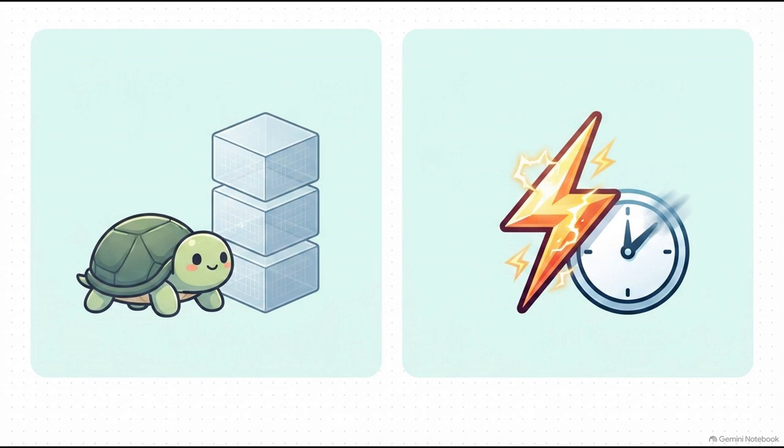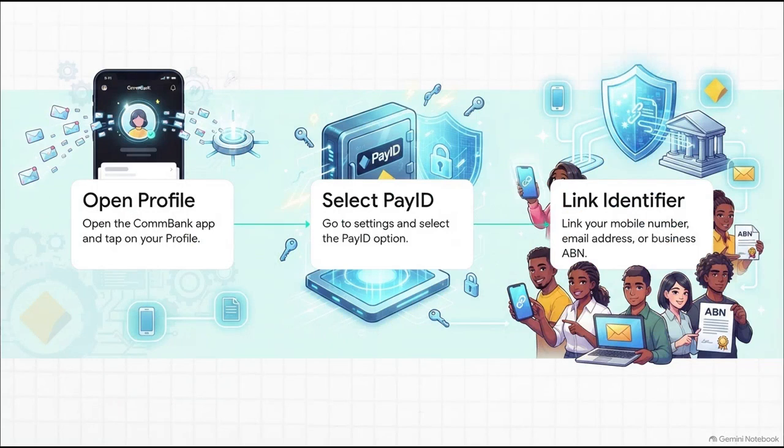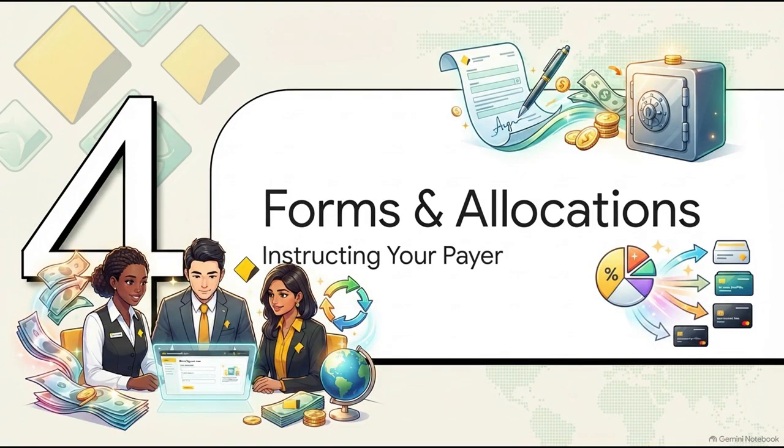Near instantaneous. To tap into those lightning-fast speeds, setting up a PayID is the way to go. A PayID basically acts as a super secure proxy for your banking details. You can get paid without ever handing out your actual account number. Just open the CommBank app, tap your profile, select PayID from the settings, and then simply choose to link your mobile number, your email, or your ABN. Super simple.